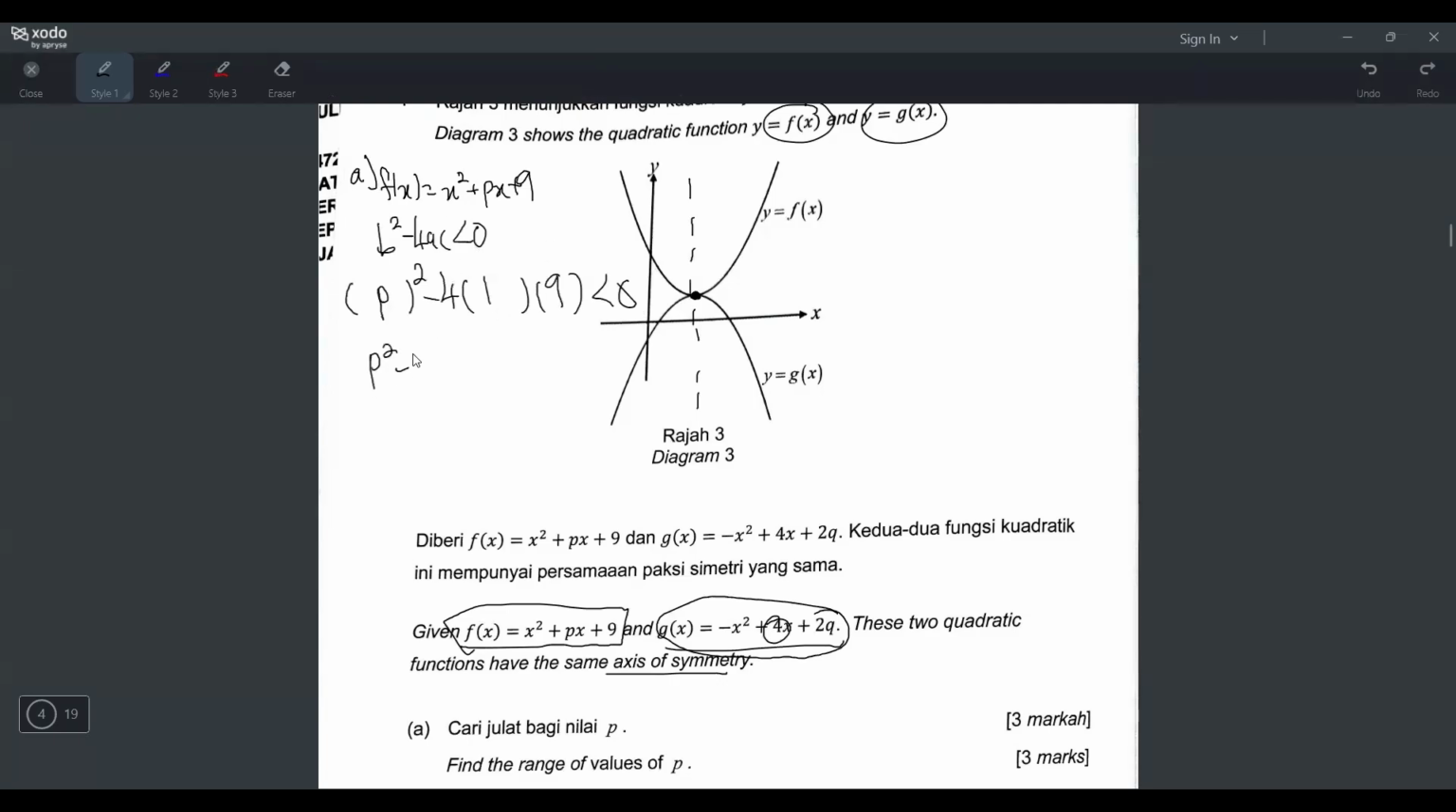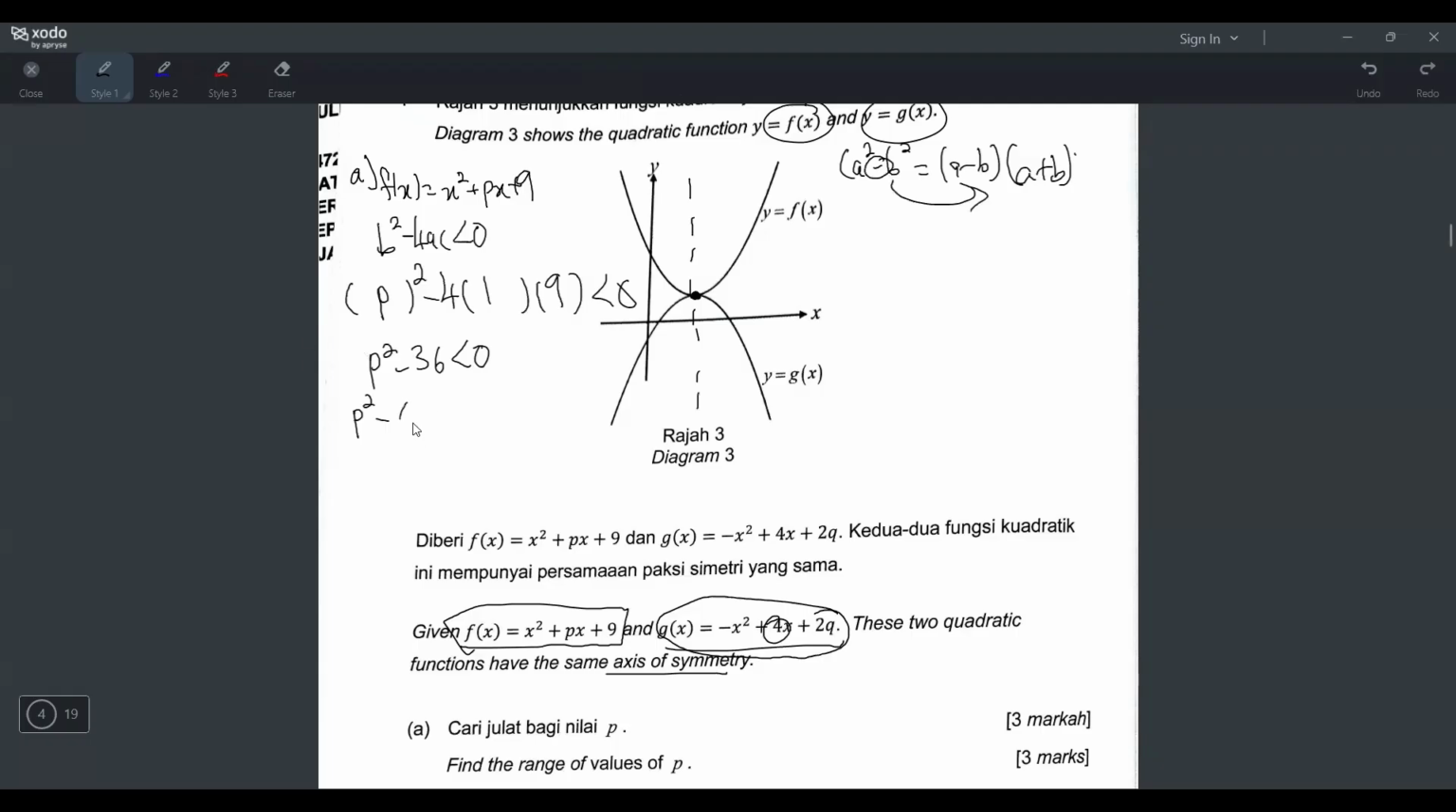So you end up with P squared minus 36 smaller than 0. Okay, this is a quadratic inequality. So what you should do is to factorize, but you don't need to factorize using a calculator. You can factorize yourself, because we all know A squared minus B squared can change to A minus B, A plus B. So if it's minus, then you can do it like this.